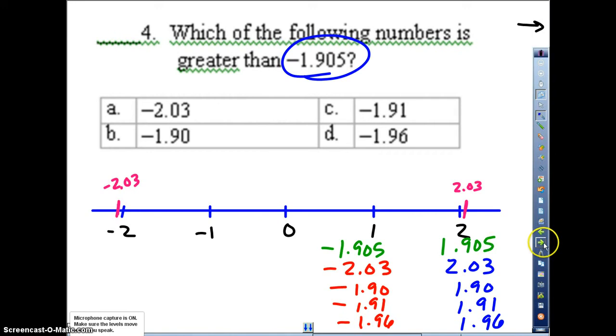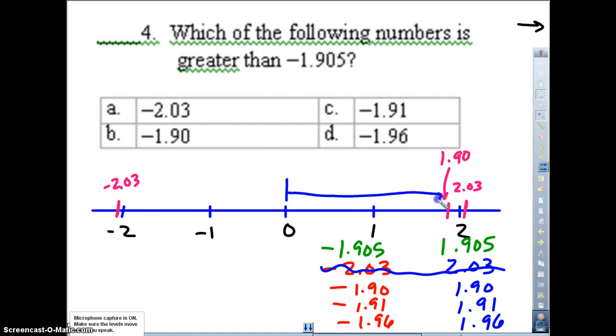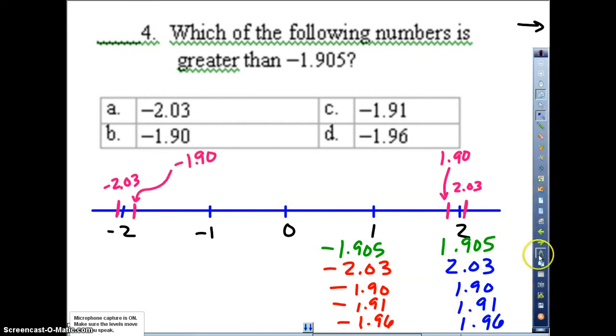Okay, I'm going to do one more with you. Let's graph this one right here. Okay, we've taken care of that one. Positive 1.9 is just shy of 2. So here's 1.9. From this side of 0, it's this far. Let's go the same distance on the opposite side and graph where negative 1.9 is. And it falls right there. Do that with all of these numbers.